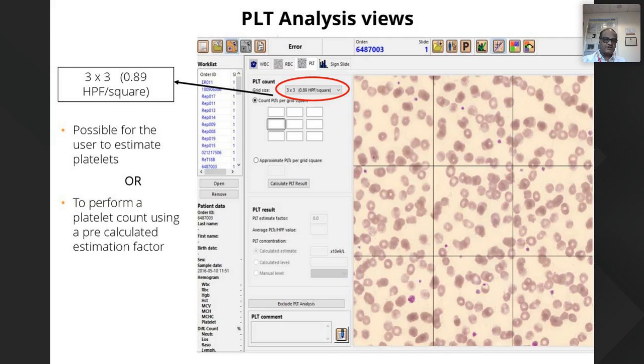You have a 3 into 3 square, and you can just go on putting 3, 4, 5. You can do a manual platelet count. This is especially important in thrombocytopenia, where you want to confirm the hematology value against the digital morphometry. You can go ahead and do the platelet count on the machines also.